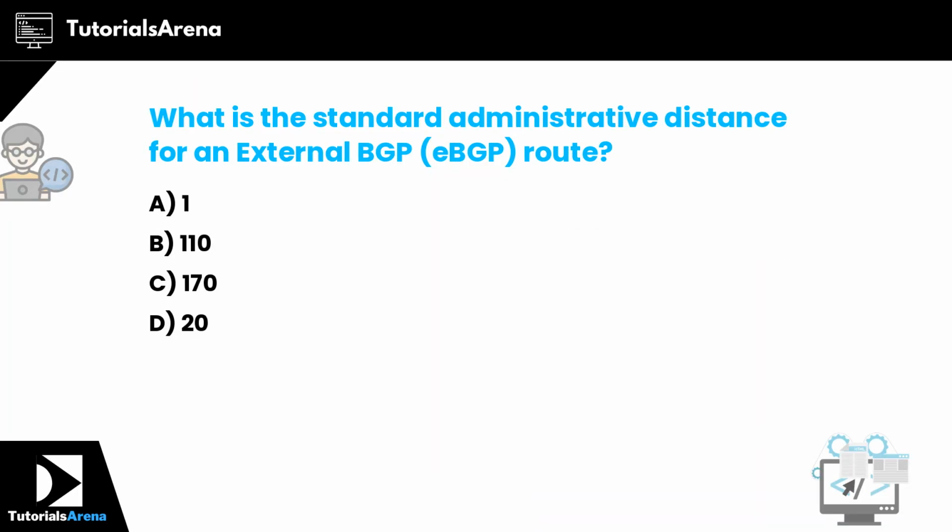What is the standard administrative distance for an external BGP, eBGP, route? The correct answer is option D, 20.